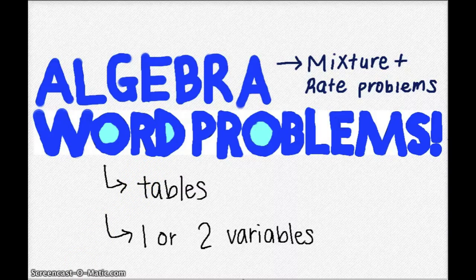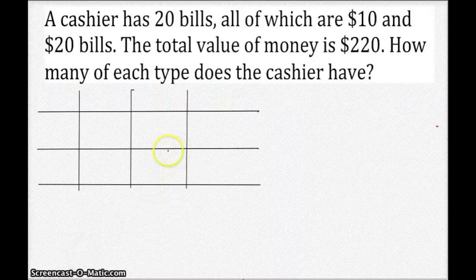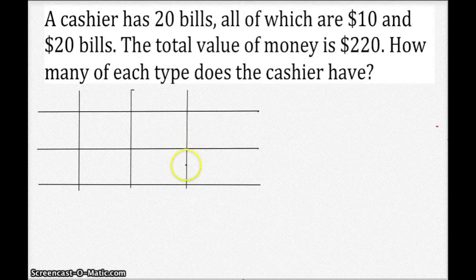Okay, we're going to start with this problem. A cashier has 20 bills, all of which are $10 and $20 bills. The total value of money is $220. How many of each type does the cashier have?